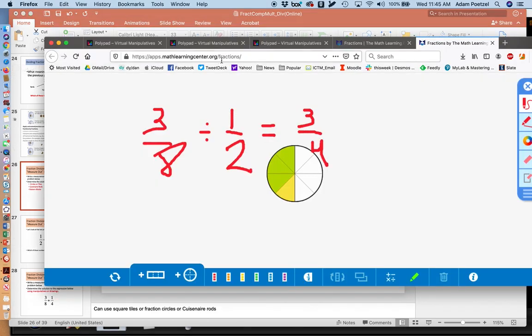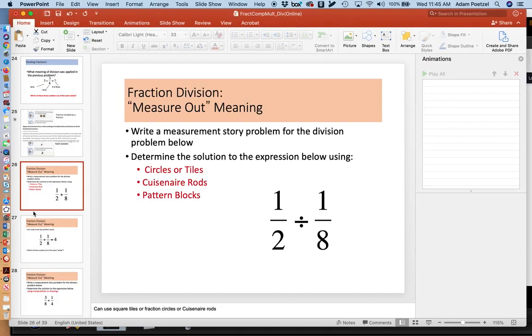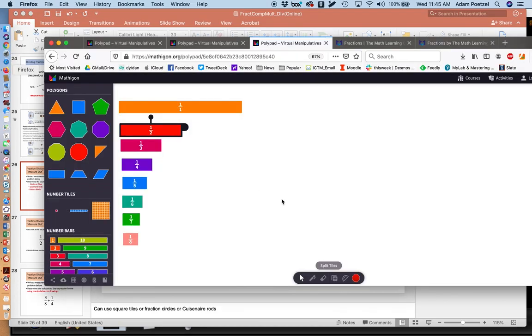I'm going to bring up those tiles this time. And again, let's say that we have a 1/2 pound of sugar, and we are baking muffins, and each muffin is going to take, I'm sorry, I think the problem originally, let me go back for a second. The original problem was 1/2 divided by 1/8. Thank you, 1/2 divided by 1/8. So let me go back here. I'm going to draw that out just so we make that connection.